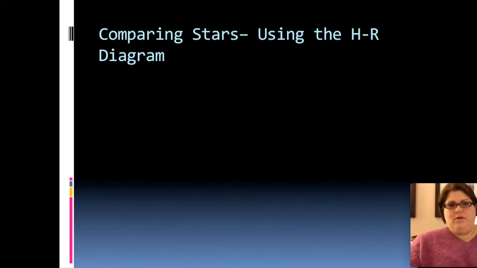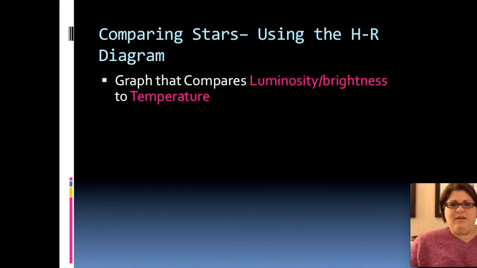So why do we care about all of this? Well, we care about all this because they allow us to group stars and determine where they are on their evolution. The way that we do that is using something called an HR diagram, or Hertzsprung-Russell, just named after the people that came up with it. And so an HR diagram is a graph that compares the luminosity or brightness of a star to the temperature of the star.